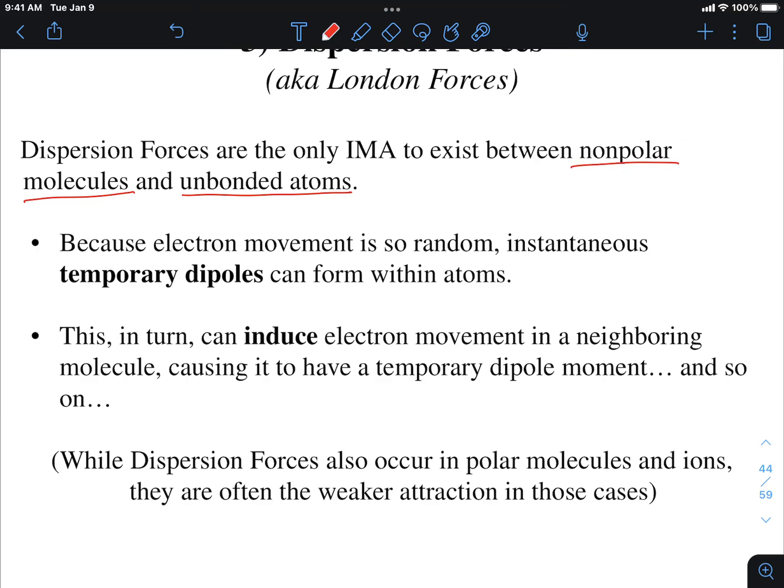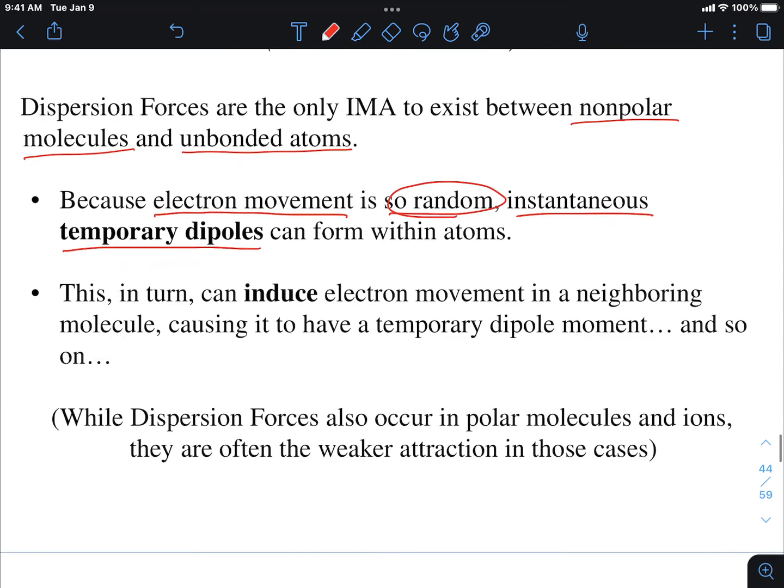It's based on random electron movement. We call these instantaneous temporary dipoles. They can induce electron movement in a neighboring atom or molecule. But again, the key: temporary, instantaneous, right? It's not lasting.